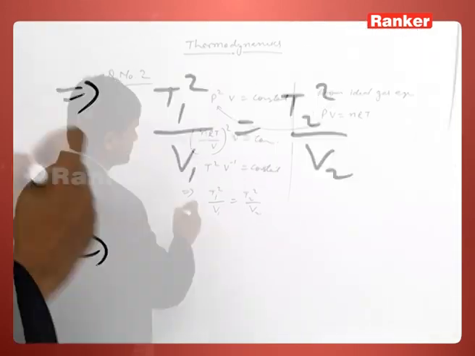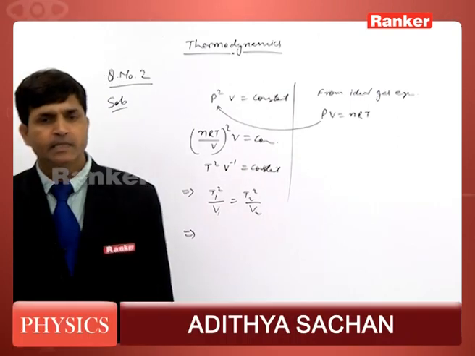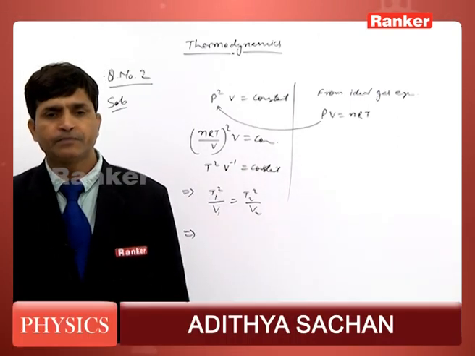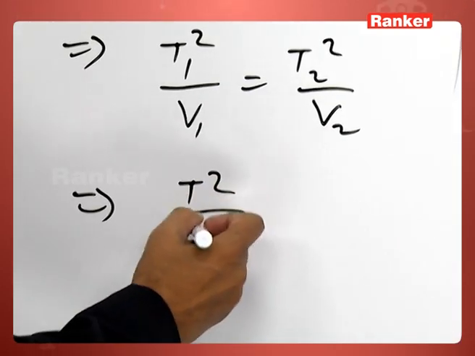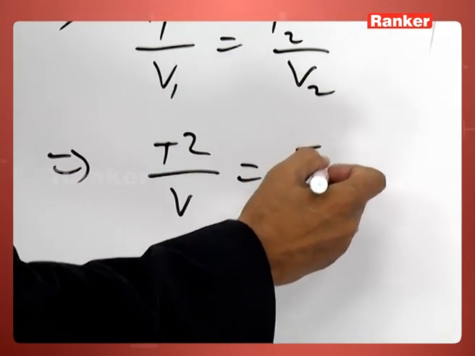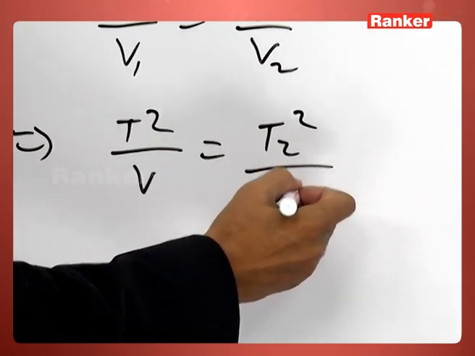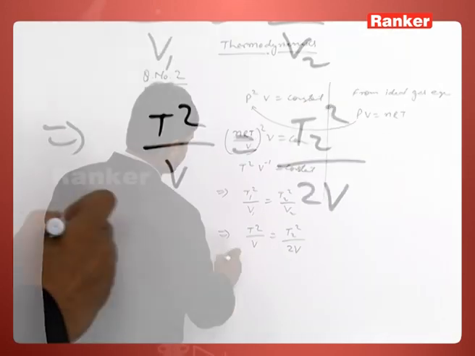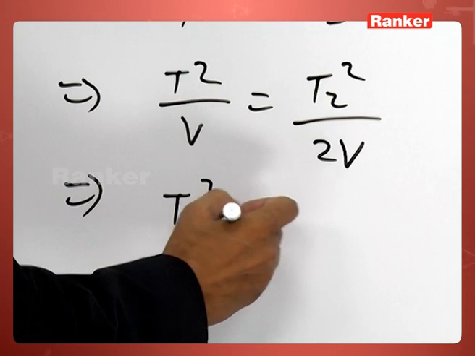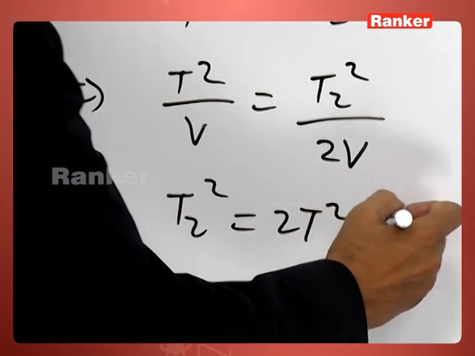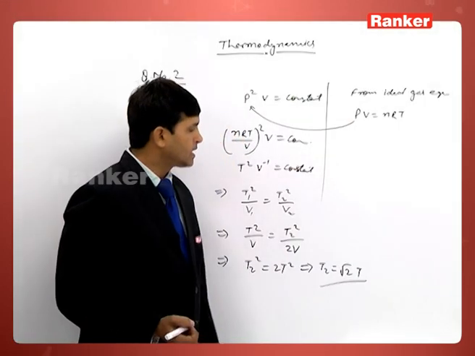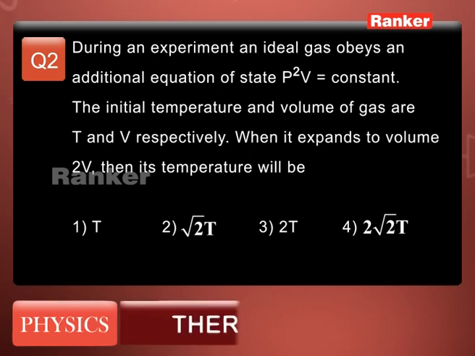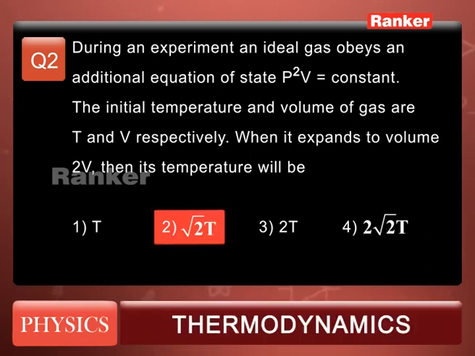Now, as per the given expression, initial temperature T, volume V, and the final volume is 2V. Now we have to find the temperature when the volume becomes 2V. See, T2 square will be 2T square. So T2 will be root 2 into T. So our correct answer is option number 2. The final temperature will be root 2 T.